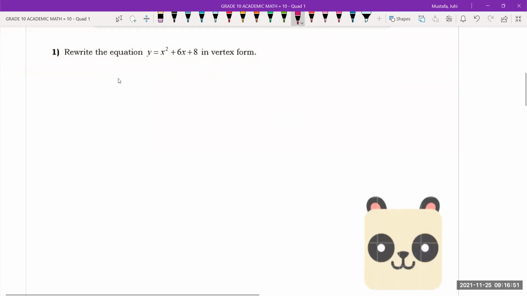Okay, so our question, I'm just going to rewrite it over here, is y is equal to x squared plus 6x plus 8. Okay, step number 1. We are going to group the first two terms together by putting brackets around them.